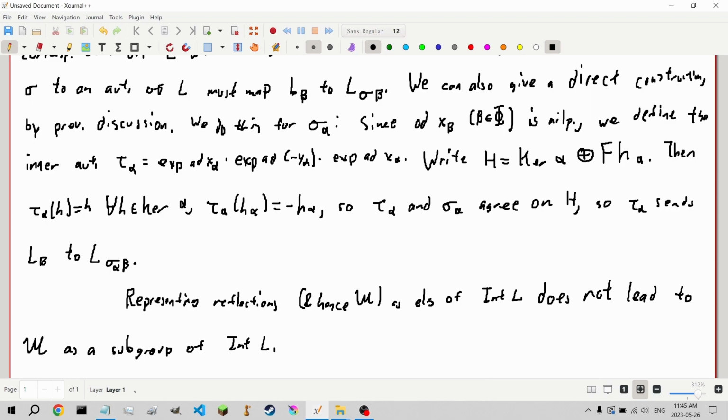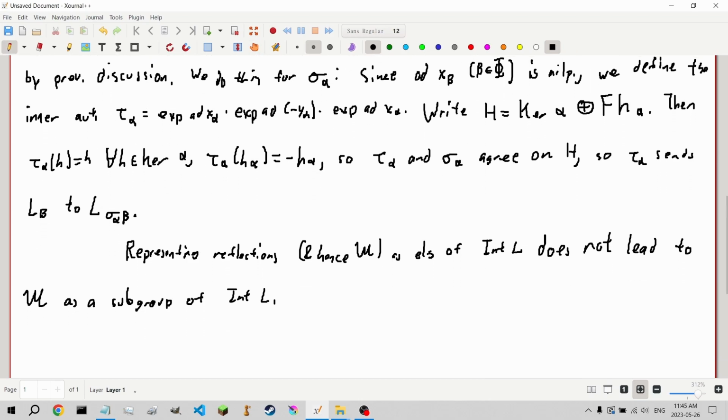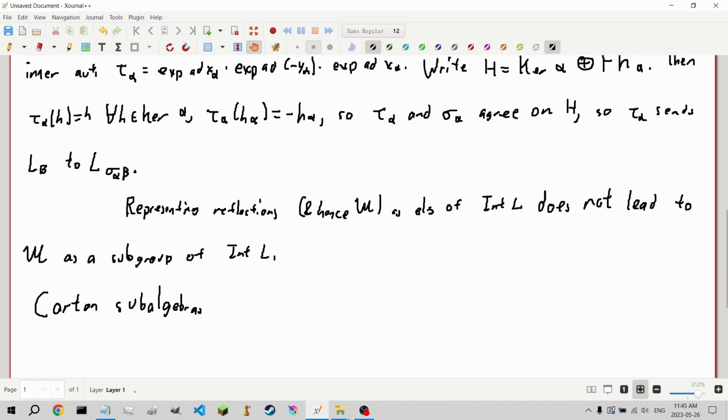Next up here, we're moving on to the Cartan subalgebra. Cartan subalgebras is our next topic. So in this previous section here, we showed that the pair of a semisimple Lie algebra and its maximal toral subalgebra is determined up to isomorphism by its root system.